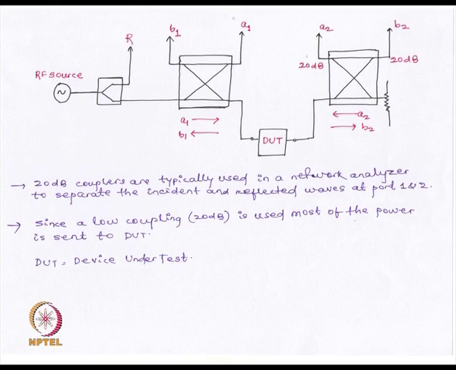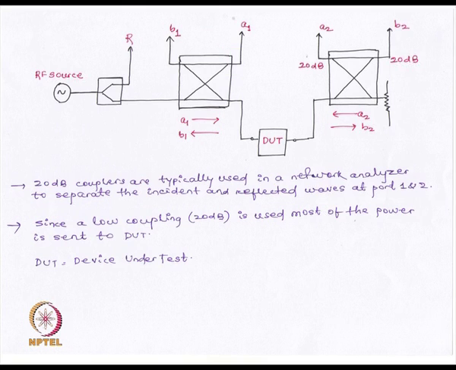Now, a part of this input signal will go to the coupled port. No part of the input signal will go to the isolated port. Here, of course, note one thing: this port is isolated with respect to this port only. It, however, acts as a coupled port with respect to this port, for which this other port is the isolated port.